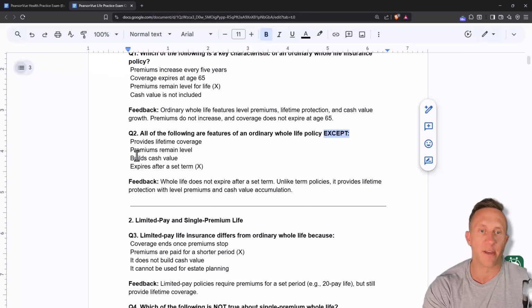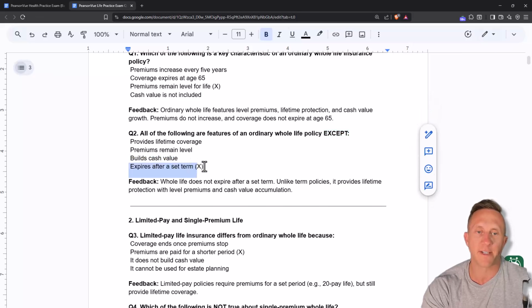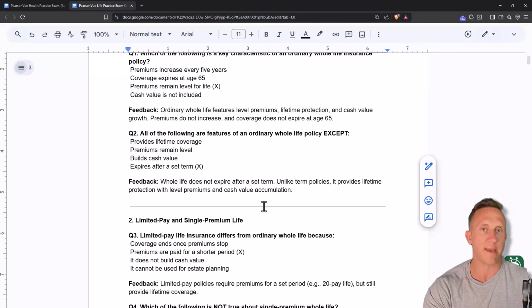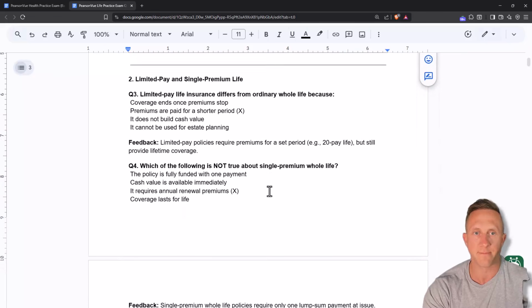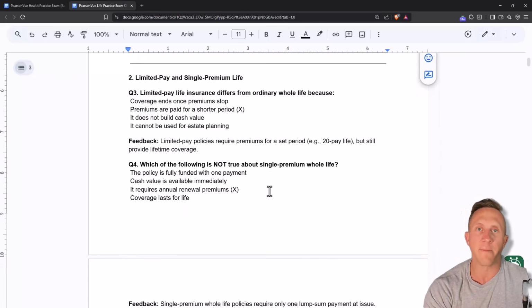Builds cash value or expires after a set term. Whole life does not expire after a set term. Unlike term policies, it provides lifetime protection with level premiums and cash value accumulation. Okay. Limited pay and single premium life. Moving on to the next questions.